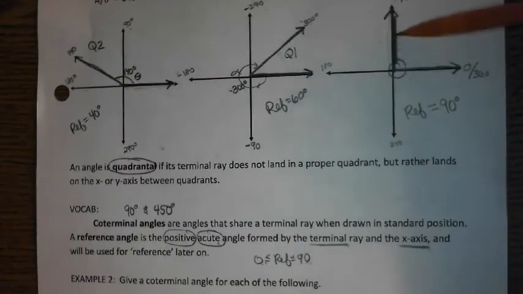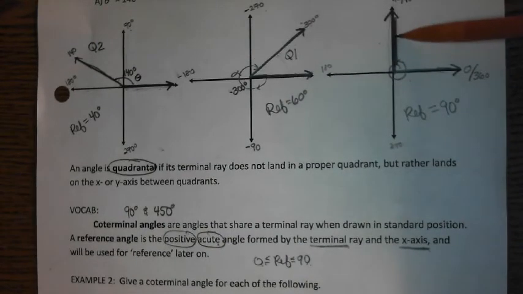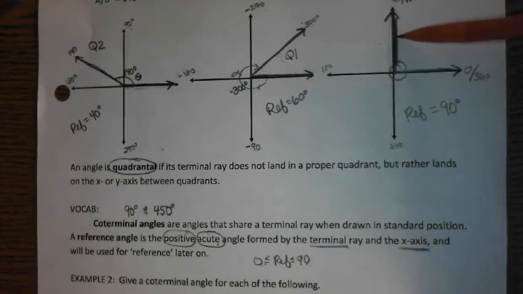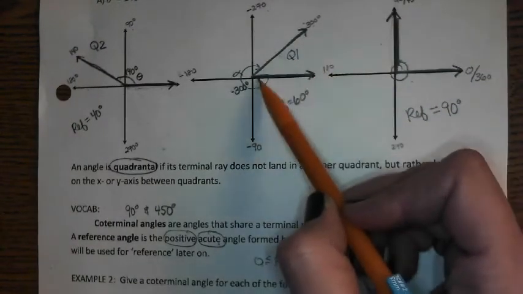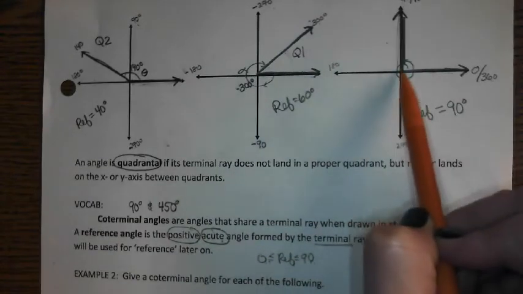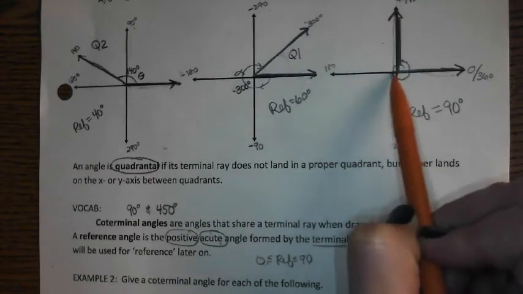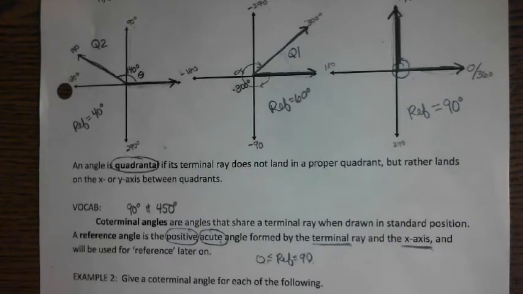And Andrew was tempted to say 0 here, and I know why, right, Andrew? Because it's right on the y-axis. But the reference angle has nothing to do with the y-axis. It's the angle between your terminal ray and the x-axis. So your terminal ray and your x-axis, and you could go either direction here, is 90 degrees. Okay?